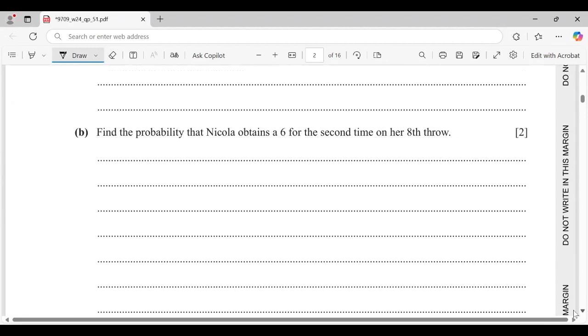B, find the probability that Nicola obtains a 6 for the second time on her 8th throw. So this is a negative binomial distribution problem. And now we are going to use the negative binomial formula, the combination of x minus 1 choose r minus 1, times p to the power r, times 1 minus p to the power x minus r, where x equals 8 and r equals 2, as the second 6, according to this information, for the second time.